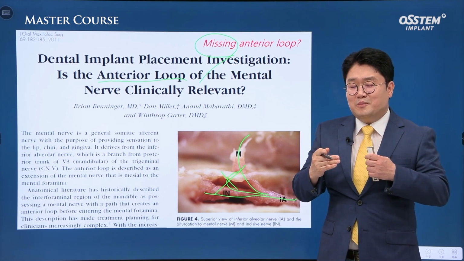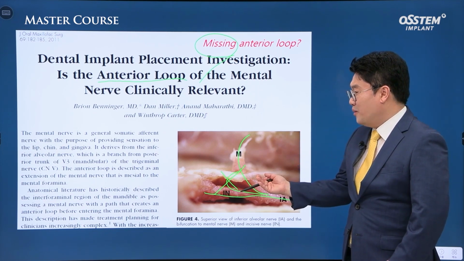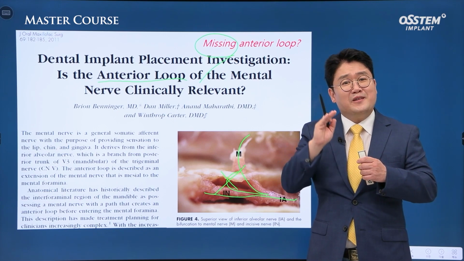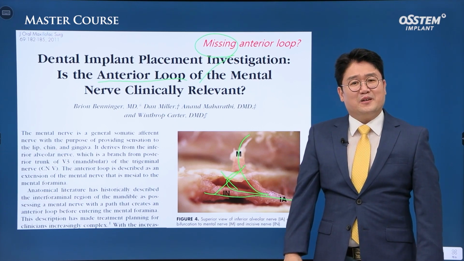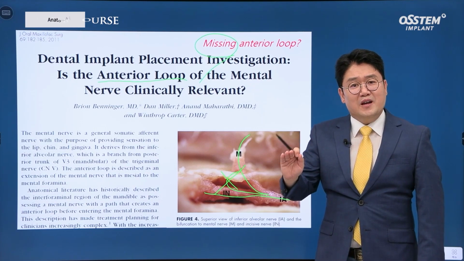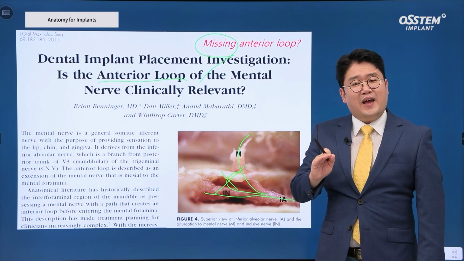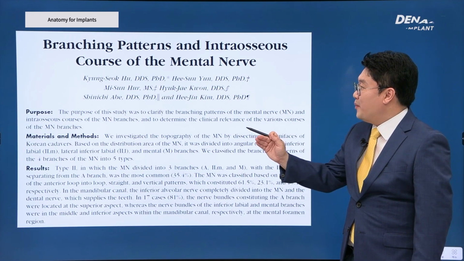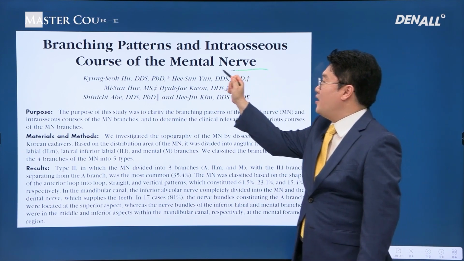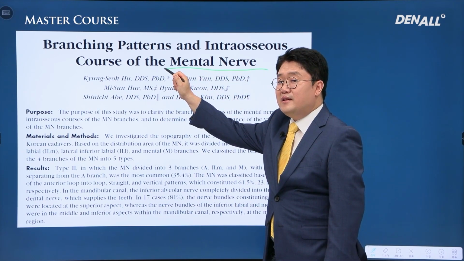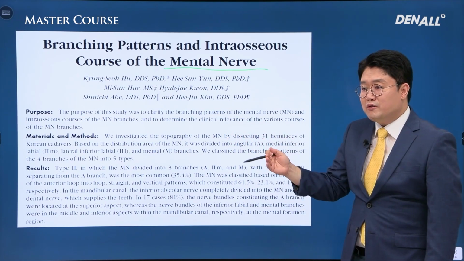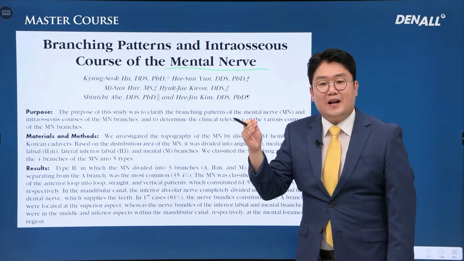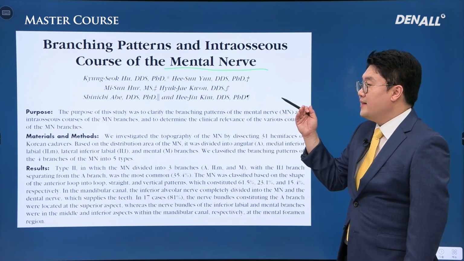The anterior loop is missing according to this study, and this study targeted Caucasians, and in most cases the anterior loop was not found, and even if it did exist, it was around 0.5 millimeters, so it was far short of 3 millimeters. After reading this study, I wanted to look at a study about Korea. This was a study done by Fudun, and it was also about the mental nerve and anterior loop. It was published in JOMS in 2008 or 2007.